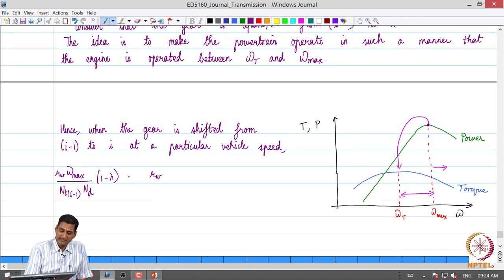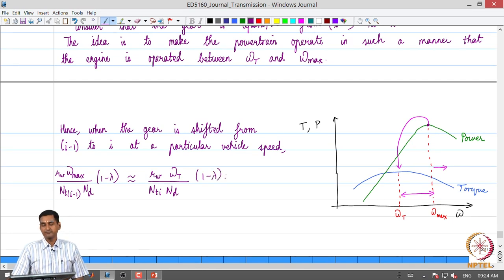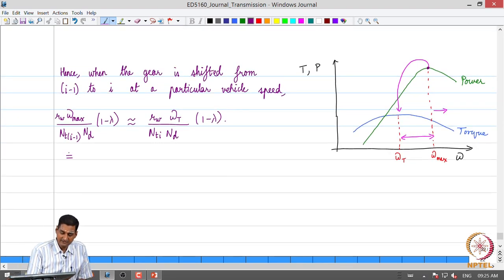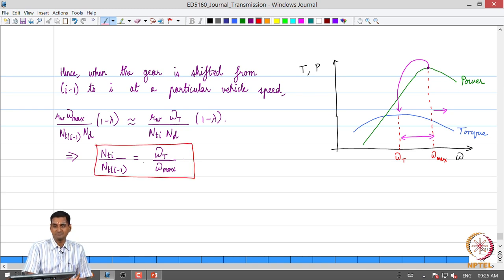Then that has to be approximately equal to, right, because the speed can drop a little bit, but we are going to neglect that variation. So that is going to be equal to Rw omega t divided by Nti Nd 1 minus lambda. I hope everyone can understand the motivation behind this equation. So what does this equation give us? If we simplify it, it essentially tells us that Nti divided by Nti minus 1 is going to be approximately equal to omega t by omega max.